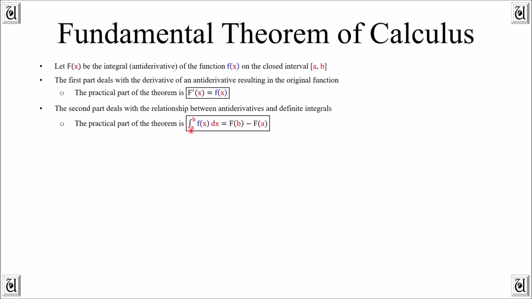Here, the practical part is talking about this definite integral from a to b, and so you're integrating this function from a to b. You're trying to find the area from a to b under the function here. And what this tells us that we can do is take the integral and then evaluate it at b, and then subtract it from the integral evaluated at a, and we end up with the answer. So that's awesome. It gives us a way to actually evaluate our definite integrals.